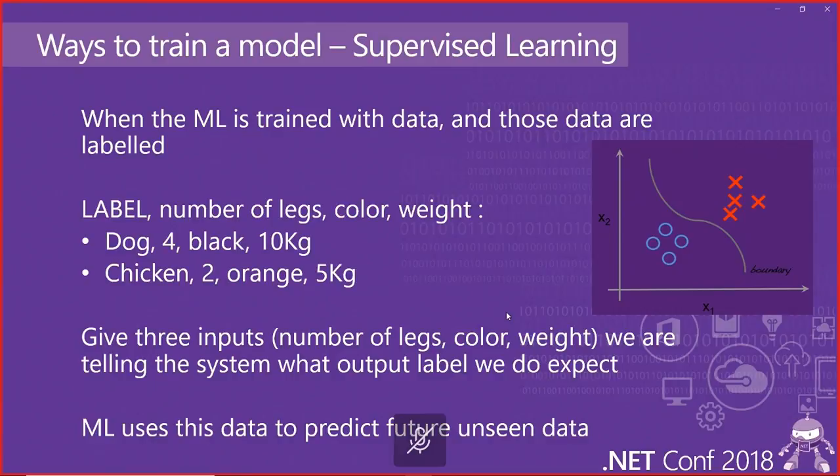And then we give three inputs that are number of legs, color, and weight. We are telling the system what label we expect. We use ML on this data to predict future unseen data. So what it means is that we have a boundary. If we can represent it in a two-axis dimension, we will have a boundary, and the boundary can be a straight line, a curve, or whatever, a function, let's say. If the label is dog, it should be a circle. If the label is chicken, it can be red crosses, or we can add a lot more domains.